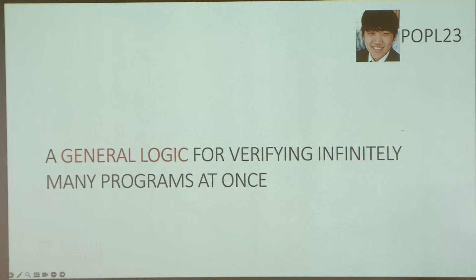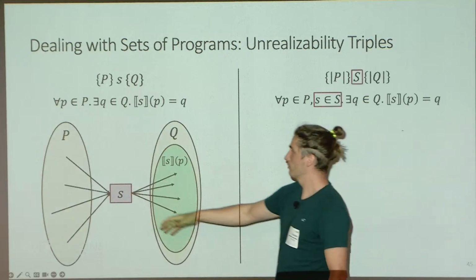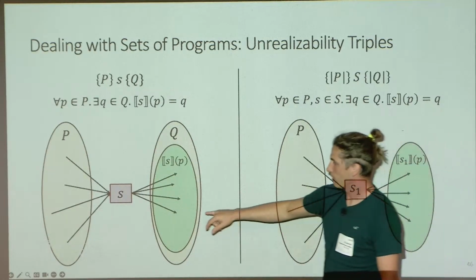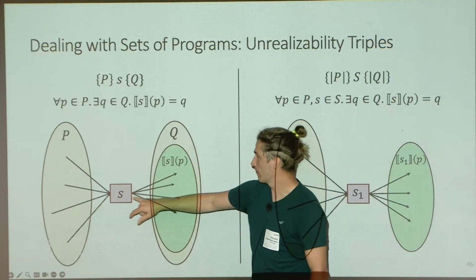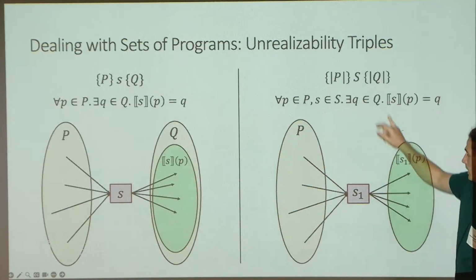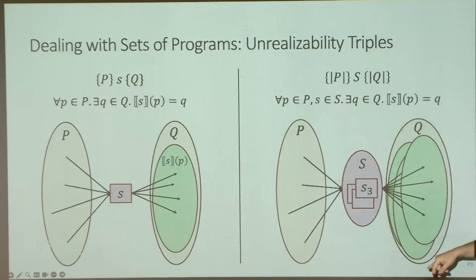And Jimbo then built a logic, very much like Hoare logic, where you can prove things like this. In normal Hoare logic, you say if I'm in P and I run S, I get something in Q. Here, if I'm in P and I run one of the S1, I get this, another one, I get this, and so on. As long as they're all in Q, this is a proof. Basically, proving a triple like this boils down to proving unrealizability.